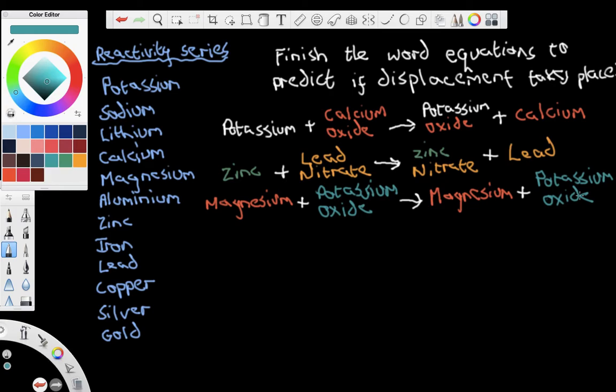So our final one we're going to talk about, and I've picked this one for a reason, we're going to do aluminium plus iron oxide.